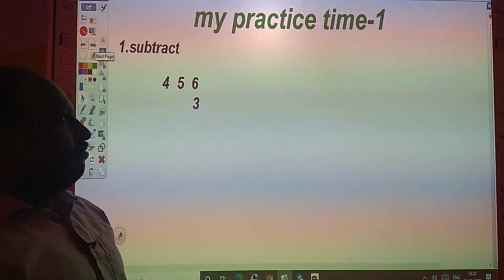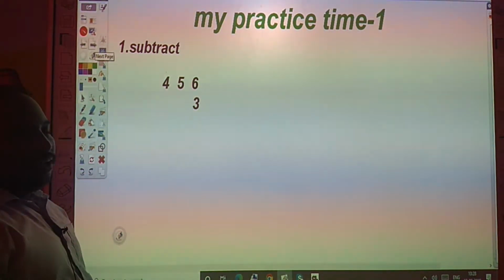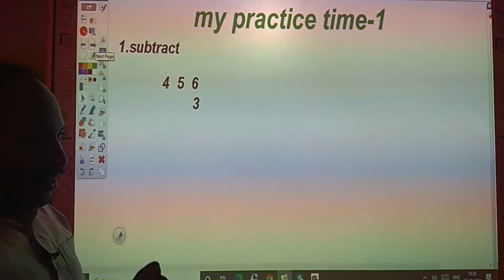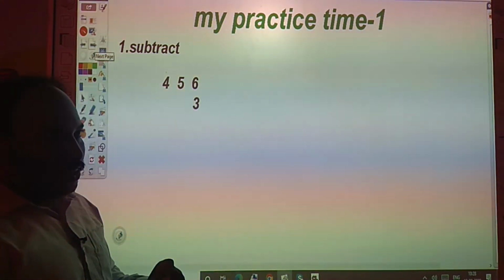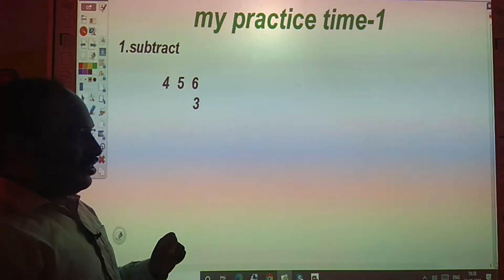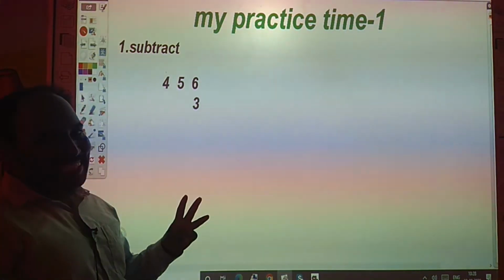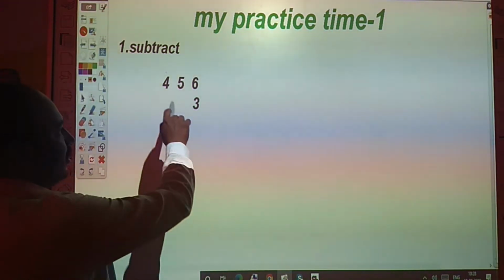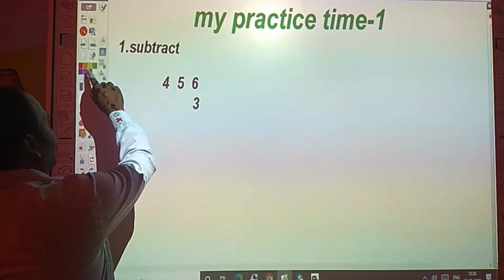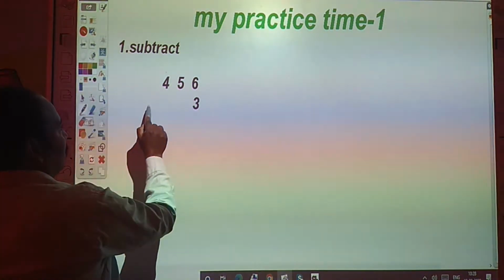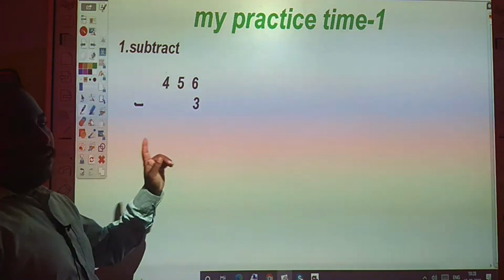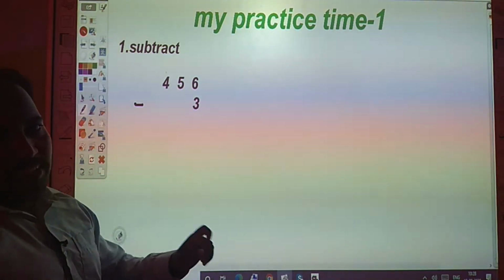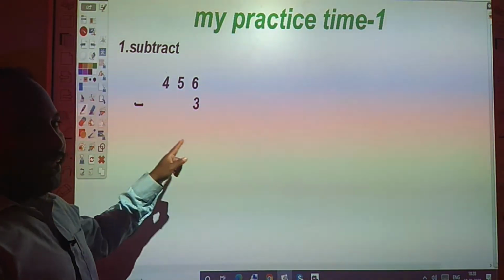My practice time 1. Chapter 1, Subtract. It is a subtraction part. Already we know the subtraction part. What is meant by subtraction? It is a 3-digit number with a 1-digit number. First one, 3-digit number. You want to minus 3 from 456. The given number is 456 minus 3.